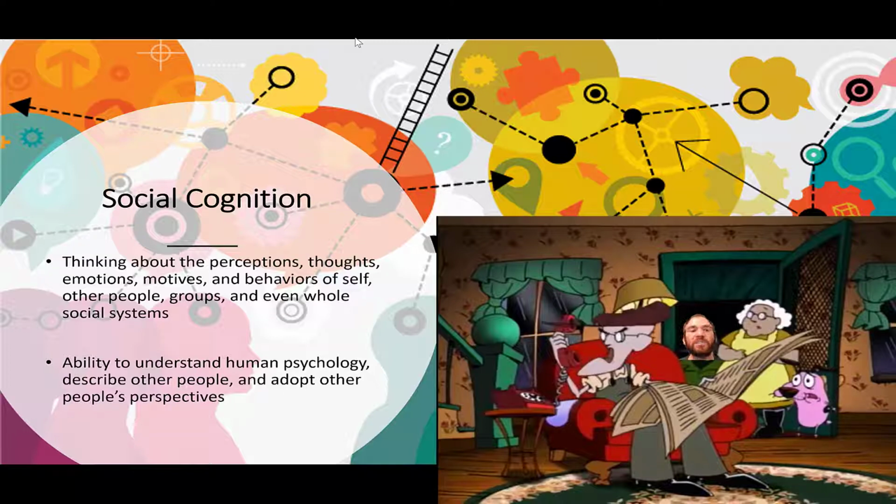Social cognition can be defined as thinking about the perceptions, thoughts, emotions, motives, and behaviors of self, other people, groups, and even whole social systems. Ability to understand human psychology, describe other people, and adopt other people's perspectives. So just a social understanding of each other, that other people exist and that they have their own motivations, emotions, and behaviors, and that process of thinking about those other people's behaviors, as well as the proficiency of your ability to successfully conduct those cognitive processes.